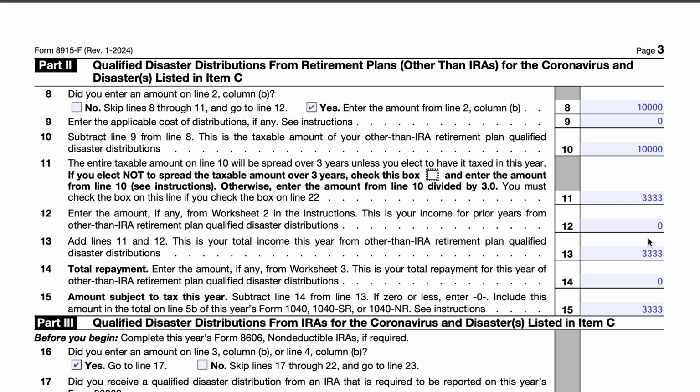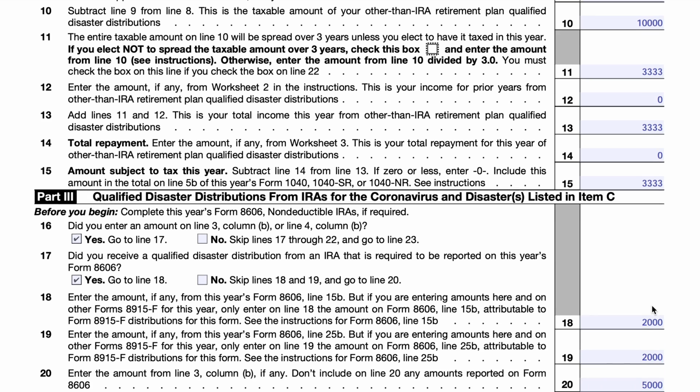So in line 13, you're going to add lines 11 and 12. This would be your total income. Worksheet 3 is where you calculate repayments from prior years that happen to be in this year. We didn't repay anything this year because we took the distribution. So we're subtracting line 14 from line 13, and then we'll enter this amount as taxable distribution on line 1040 of this year.